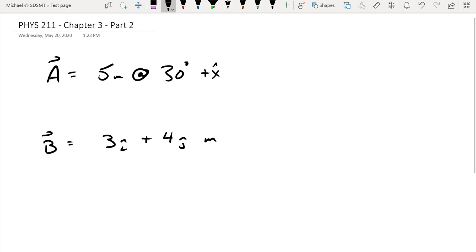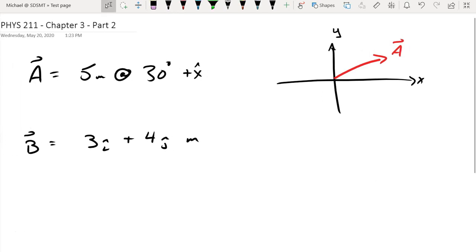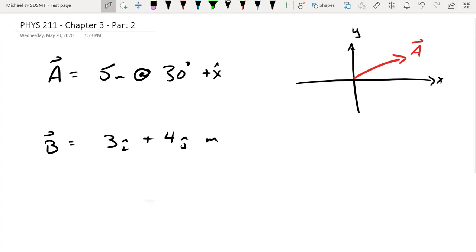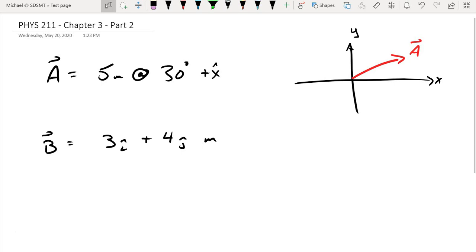And so what I have for vector A is a vector that is 5 meters long, and it is pointing at 30 degrees with respect to the x-axis. And so vector A would look something like this. Again, this is a rough sketch, and these sketches are fine as long as we're just using them to get a basic idea of what the vectors in the system look like, but we want to let the math do the real work for us.